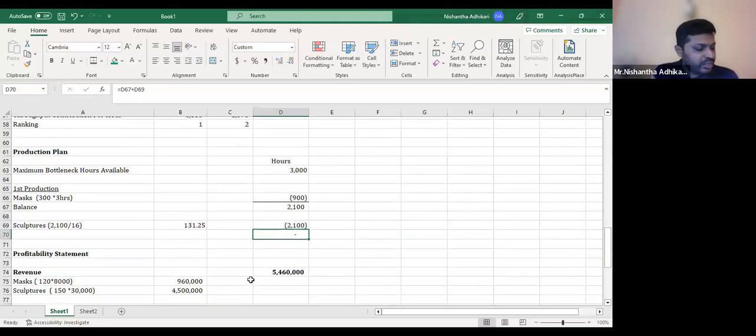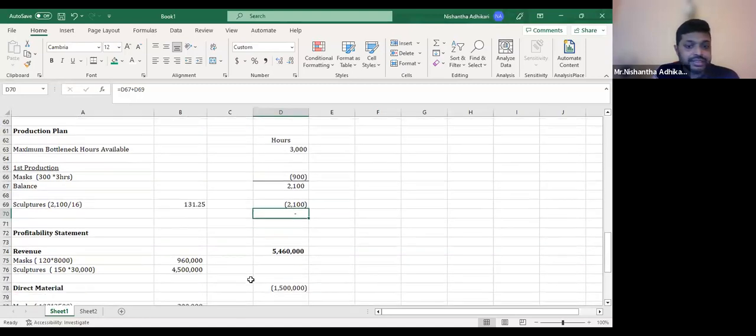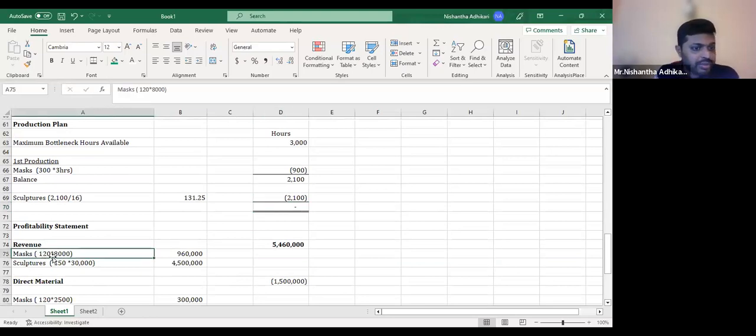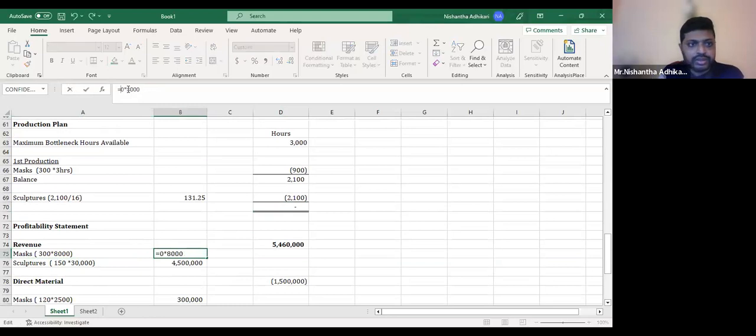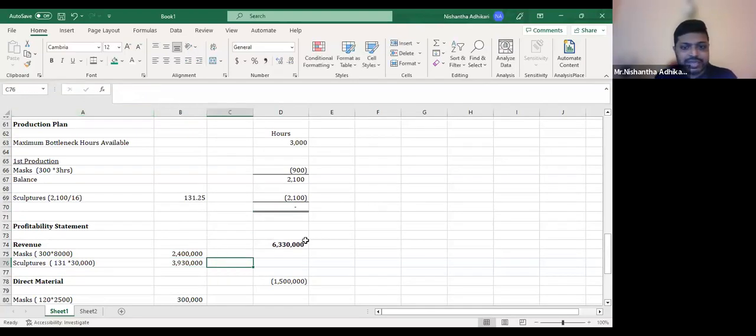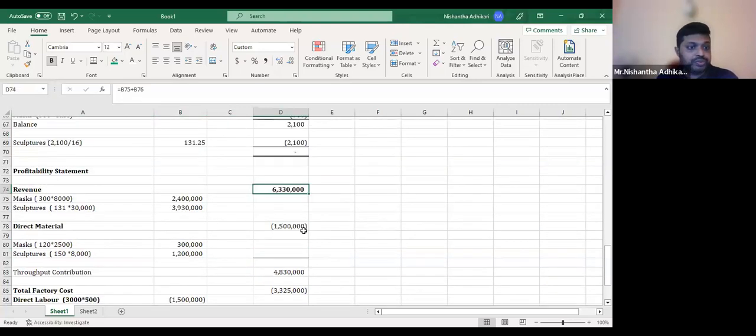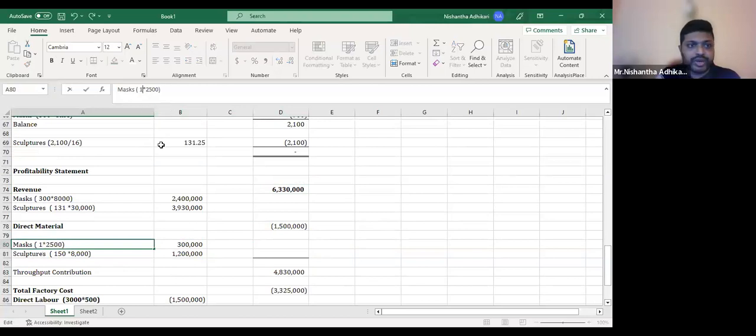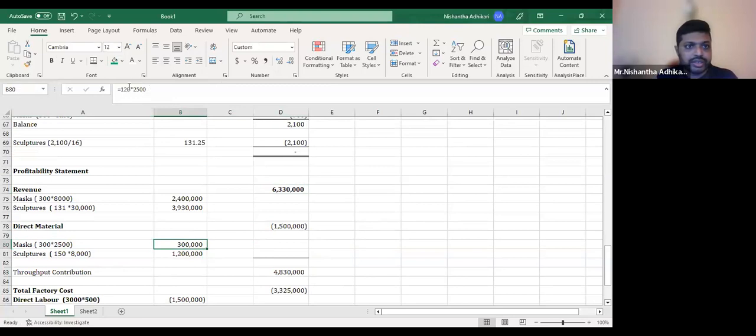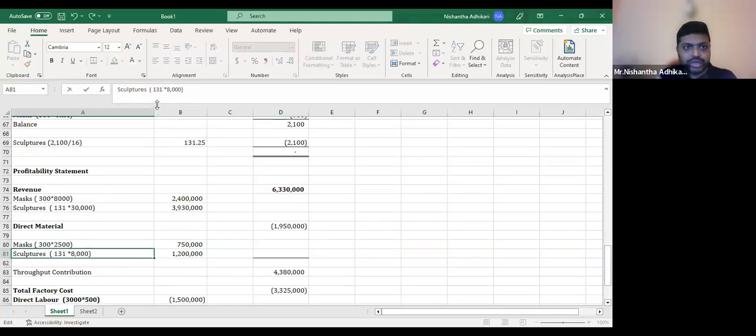Now you have to calculate revenue. And this is mask. Now you will sell how many units? Not 120, this will be 300. Sculptures, you will sell 131 sculptures each at 30,000. Not 150, it is 131. Now 6,330,000 will be your revenue. Direct material cost, not 120, this should be 300 into 2,500. Sculptures, 131 into 8,000.